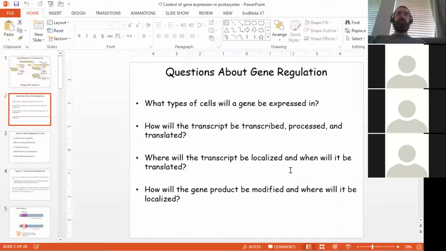Let's see, so now I'm going to be drilling down into the details because you have to understand this stuff to get the bigger picture. Which region? 1 through 4. 25% chance of getting it right if you guess it. Which region is important in detecting tryptophan levels in the leader sequence? And it's region 1.